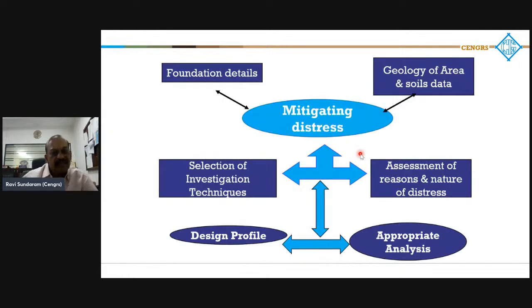So, mitigating distress. What you have to be doing first, you get the foundation details and the geology of the area, the soil data. Once you have these inputs, then you may want to do some investigation. So select the right kind of investigation to be done. Assess the reasons and nature of distress. Select your design profile, do appropriate analysis, and then work out the solution.